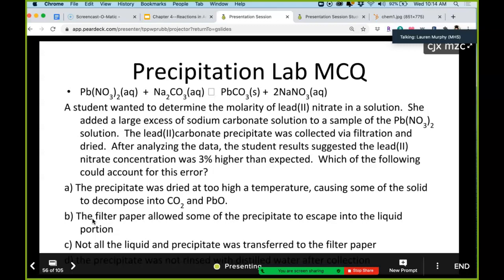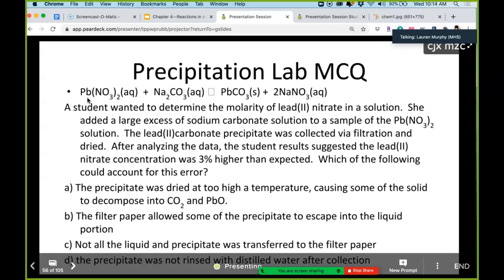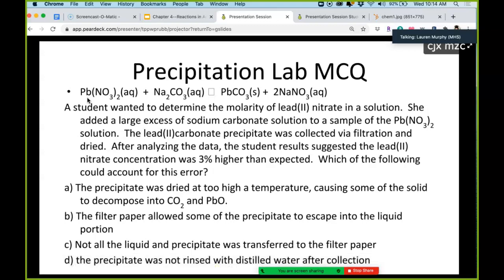The next thing says the filter paper allowed some of the precipitate to escape into the liquid. This means they lost precipitate, meaning they should have had less precipitate. If they had less precipitate, the concentration of the lead 2 nitrate would be assumed to also be less because they didn't get as much solid out. So that's the opposite of what this is saying.